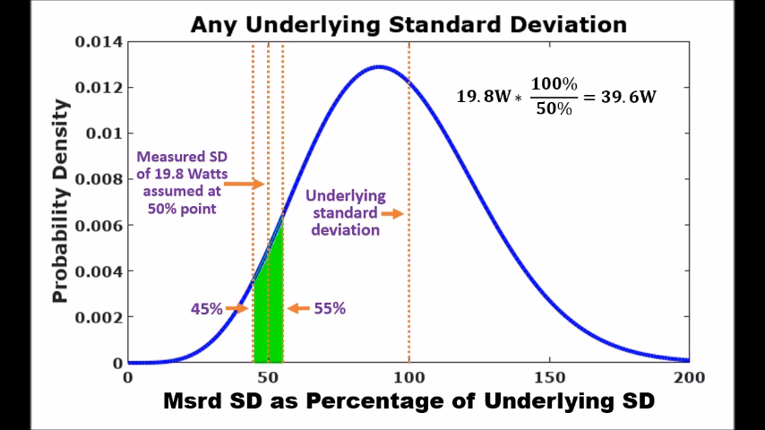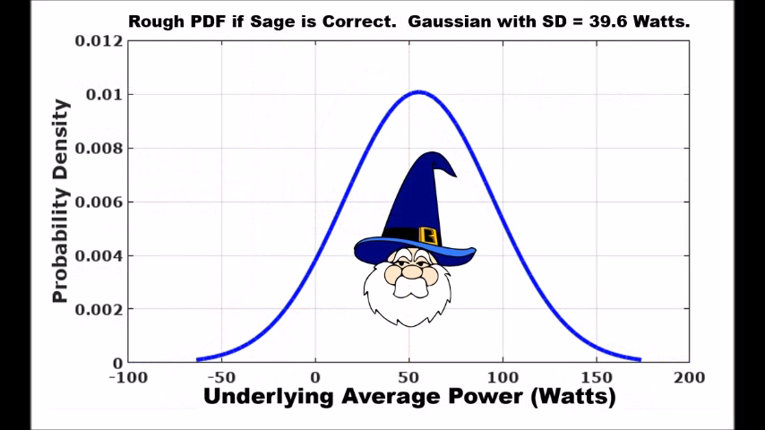In that case, since we would know that the underlying standard deviation is 39.6 watts, we could simply draw a Gaussian PDF with a standard deviation of 39.6 watts about our measured average power of 55.3 watts, and we'd be done. Quite similar to what we did in the first video. Obviously, if the sage is correct, we have an absolutely huge standard deviation here. So huge that our PDF tells us that we have a very good chance that the underlying power consumption is negative.